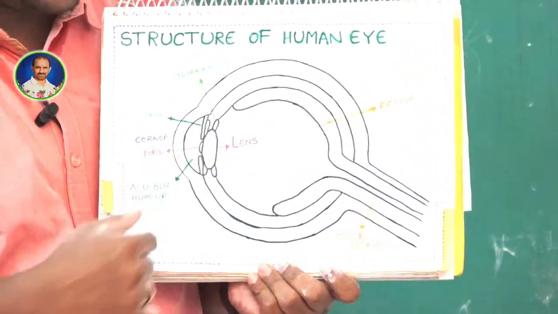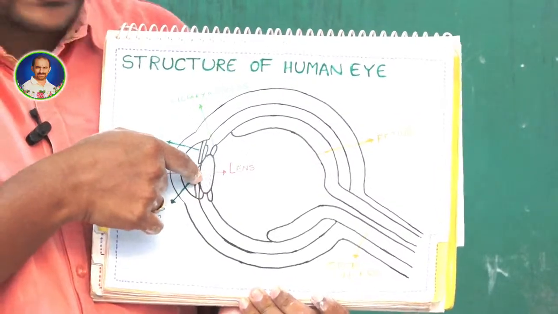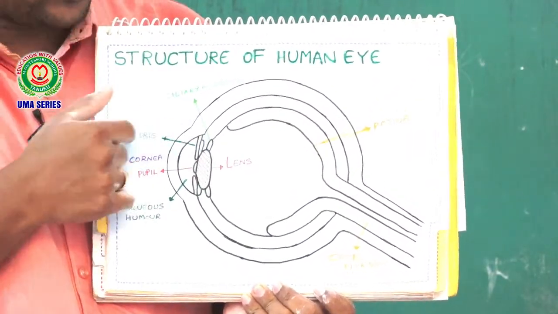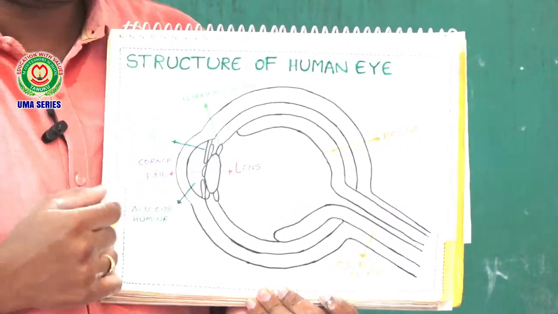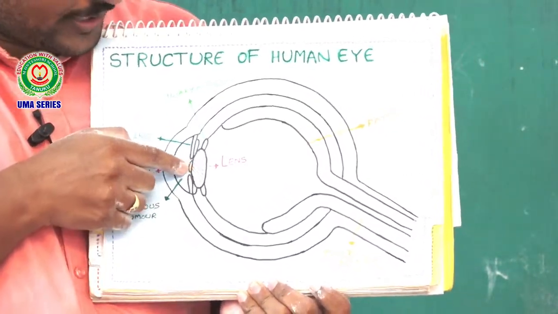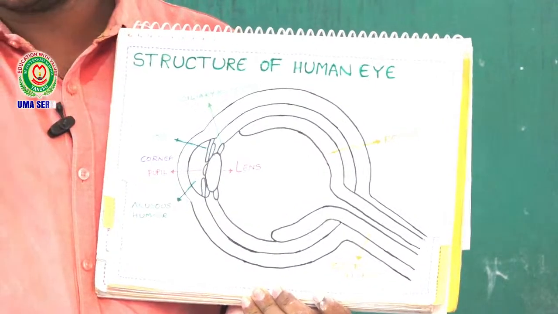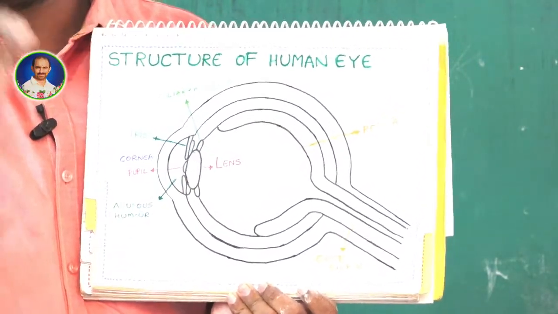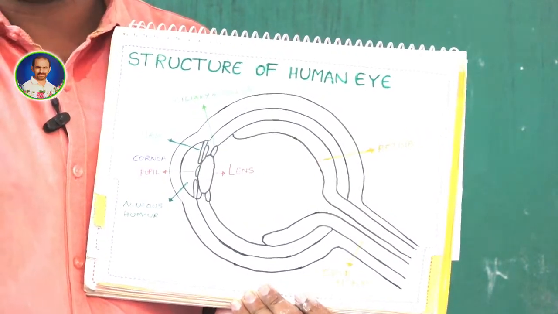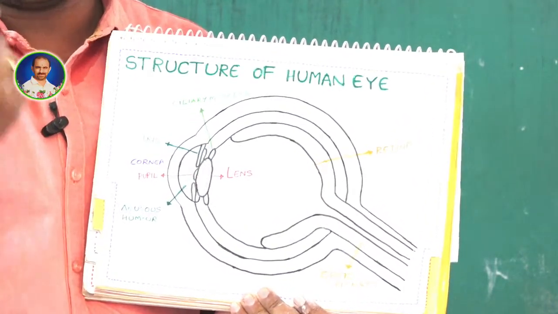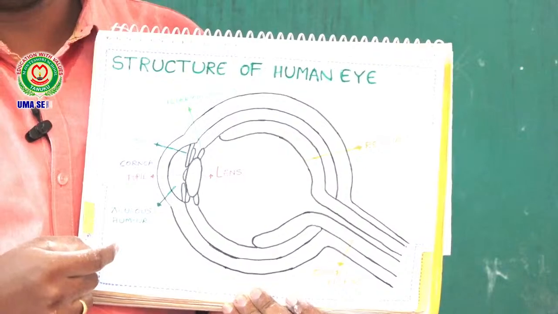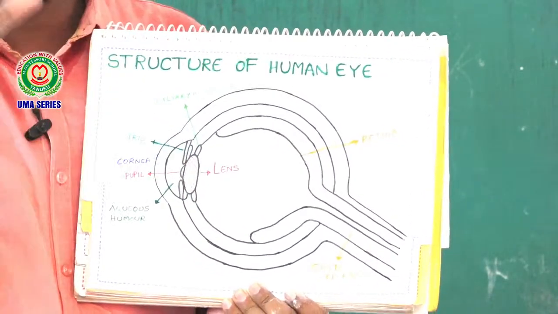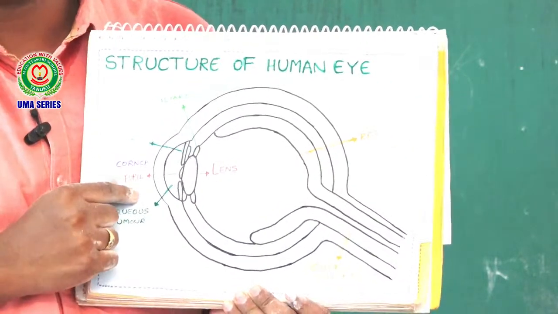Next we have a convex lens in our eye. This lens is a biconvex lens, and we have an iris. So what does the iris do? The iris adjusts the size of the pupil. What is a pupil? The pupil is a small hole at the center of the lens. The amount of light entering the eye is adjusted by the iris. The iris adjusts the size of the pupil.